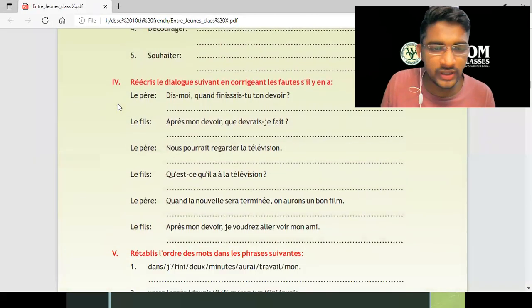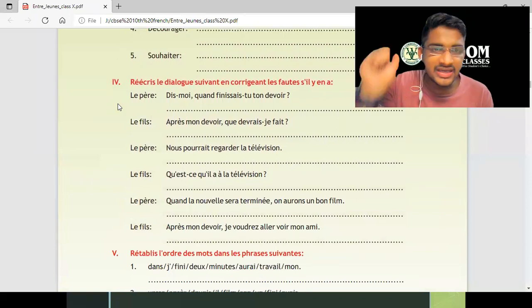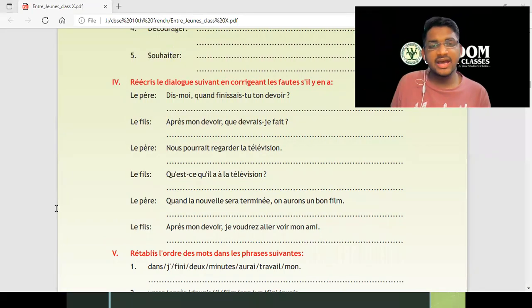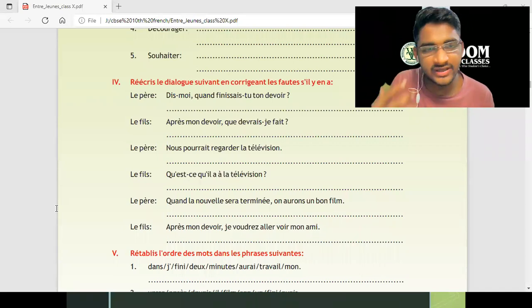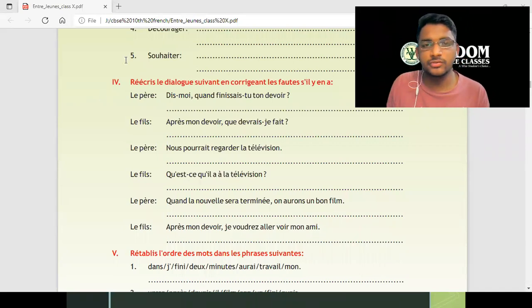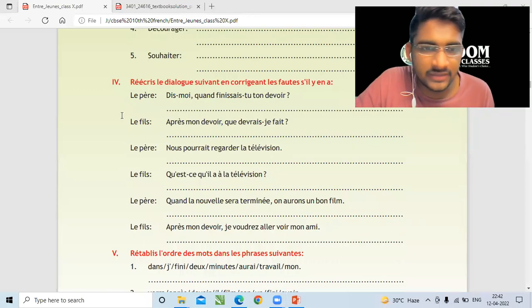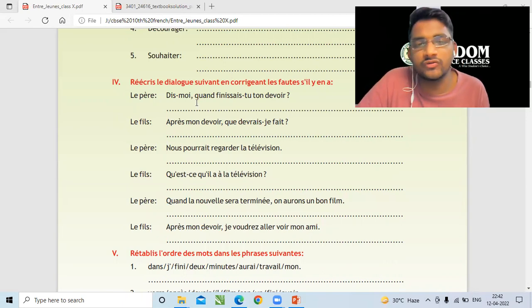Going back to question number 4 again, students, it says réécris le dialogue. So you have to rewrite the following dialogue by correcting the faults if there are any. Okay, so what they have done is they have given us a few sentences where they have made some mistakes, and we have to find out the mistakes there. Okay, sure. Give me just 1 second. So starting with the first one, le père, the father says, dis-moi, tell me, quand finissais-tu ton devoir?